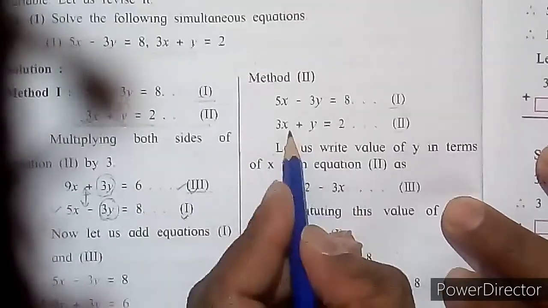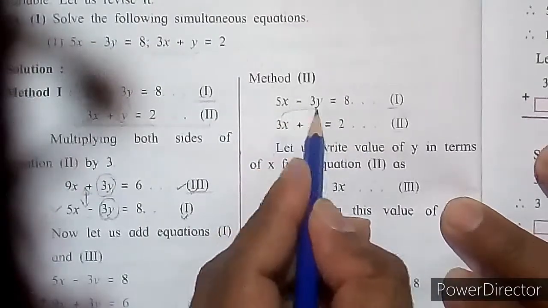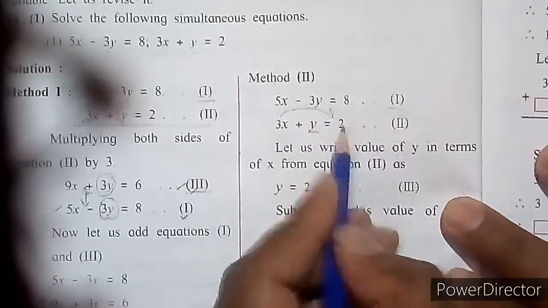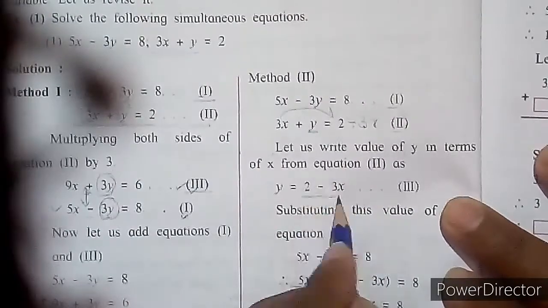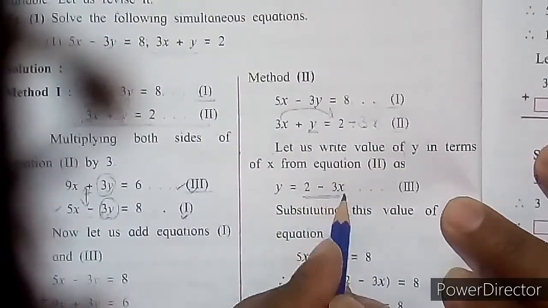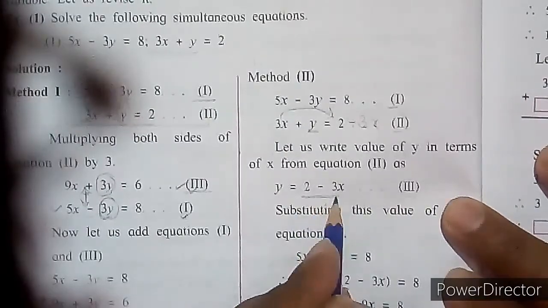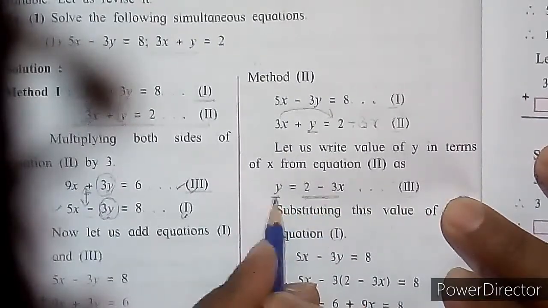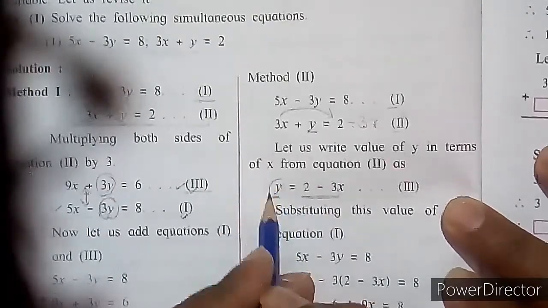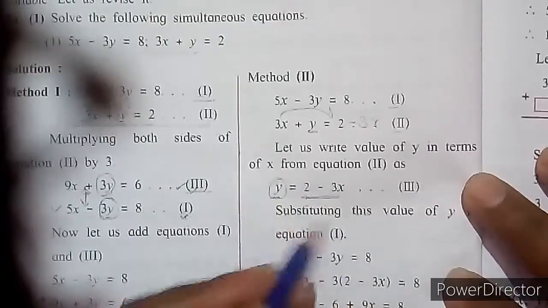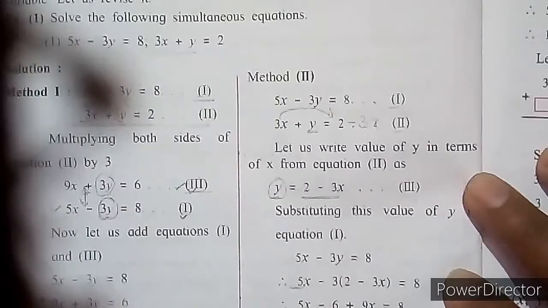Now take 3x plus y equals to 2. Here, by changing sides, y on going to the right hand side becomes 2 minus 3x. We get y equals to 2 minus 3x, which is equation 3. Now this is the value of y. The value of y we get is 2 minus 3x, so we can put the value of y in equation 1 and find the value of x. This is called the substitution method.